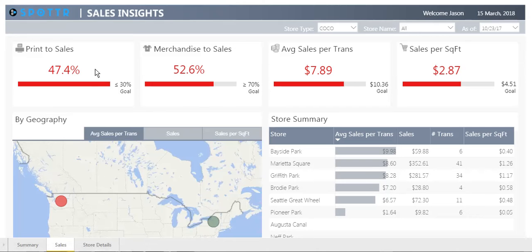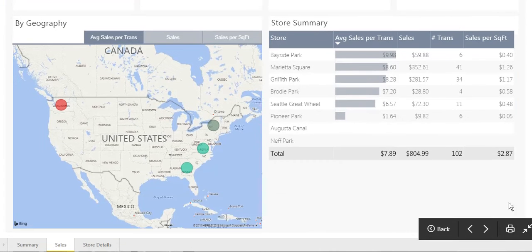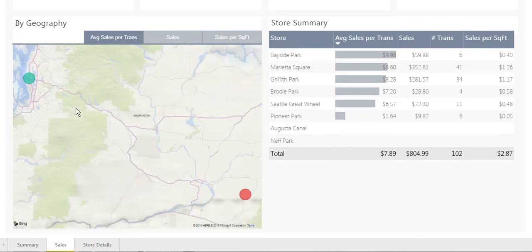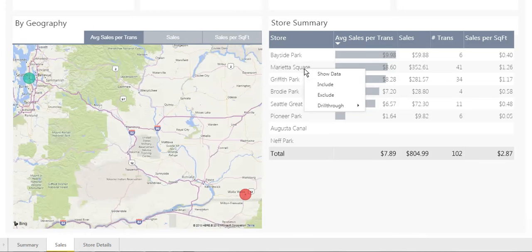The first two cards show the breakdown across the different lines of business, and the remaining two cards the average sales per transaction and sales per square feet. The map below shows the aggregated average sales per transaction, sales, and sales per square feet data at state level, which can be drilled down further to the city level. The grid to the right shows the store level information for the selected state or city.